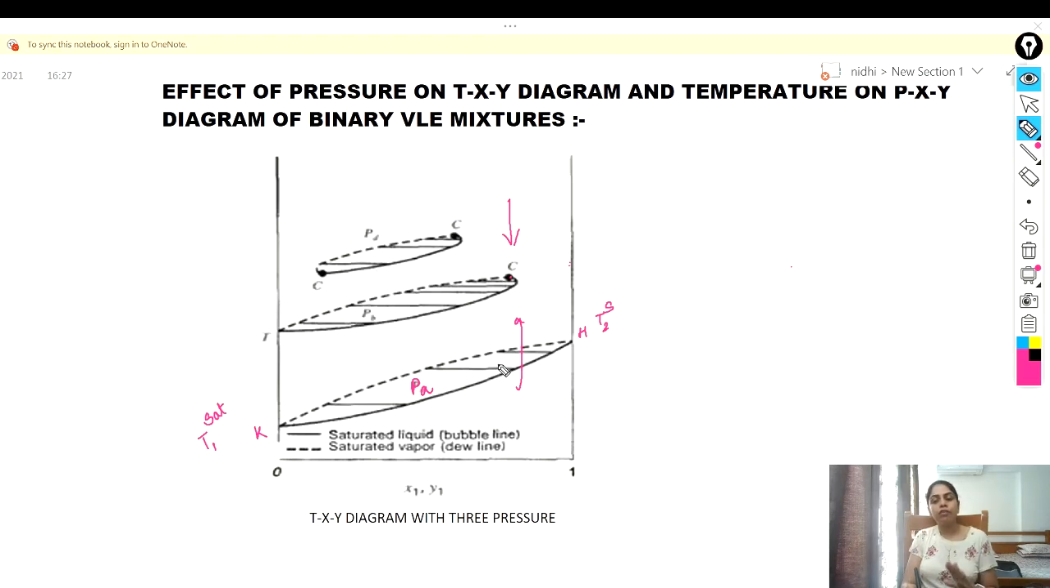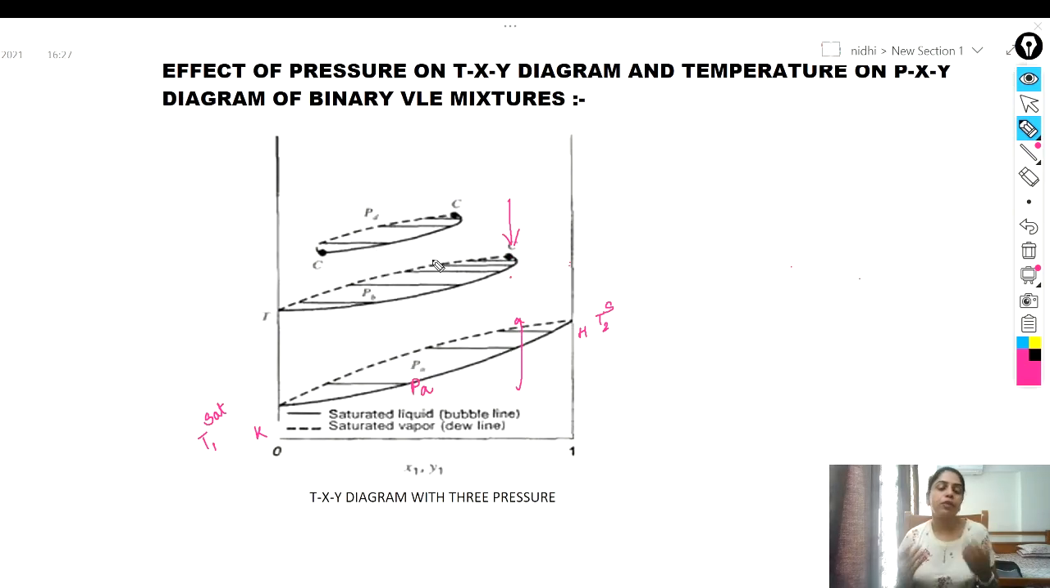So these are the three impacts of pressure on the TXY diagram. First, it moves upward. Second, if you increase the pressure, the separation becomes difficult. If the pressure is high, then the critical temperature of one of the components is attained and you will not get the full curve. And if you increase the pressure very high, then the critical temperature of both components is attained, and you won't be able to reach both axes at x equals 0 and x equals 1.